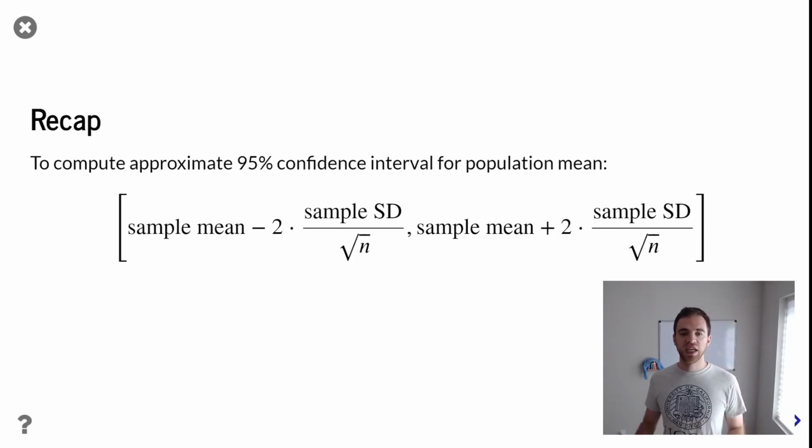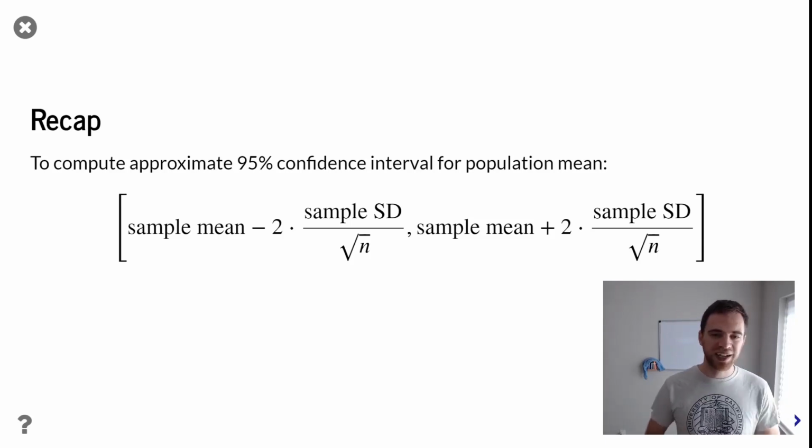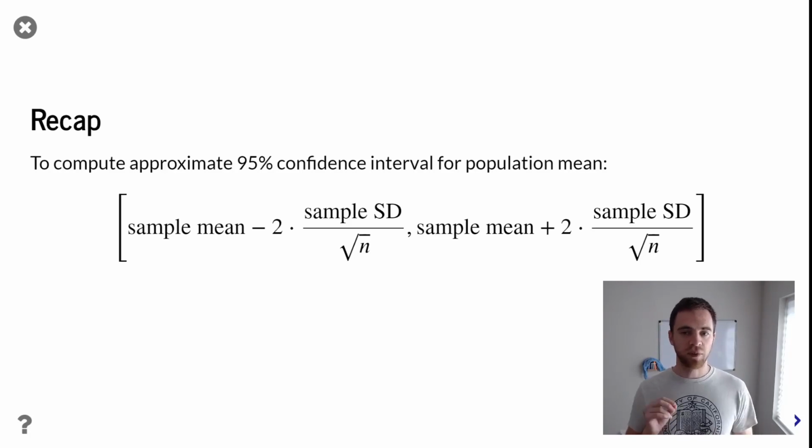Okay, so here's the key thing. If I want to compute a 95% confidence interval for the population mean, here's the formula. I take the sample mean and I add and subtract twice the standard deviation of the distribution of the sample mean, which is told to us by the central limit theorem. It's the sample standard deviation over the square root of n. This is an approximation, but pretty much everything in statistics is an approximation.